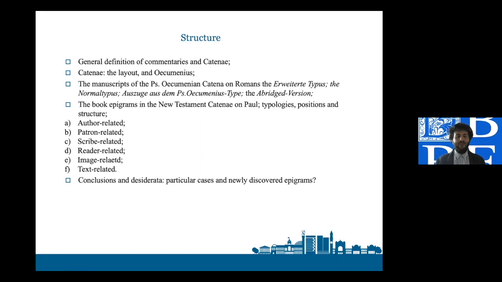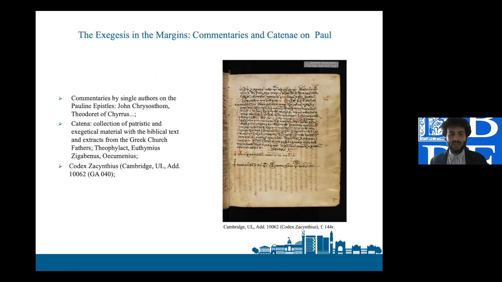First of all, it is necessary to distinguish between commentaries by single authors on the Pauline epistles, for example, the 32 homilies of John Chrysostom on the Pauline letters, or the commentary of Theodoret of Cyrus on the Romans, from catenae. Catenae are a collection of patristic and exegetical material with the biblical text and extracts from the Greek church fathers. For example, we have catenae on the Pauline epistles made by Theophylact, Euthymius Zigabenus, and Oecumenius, which is the author of the catena which I'm talking about today.